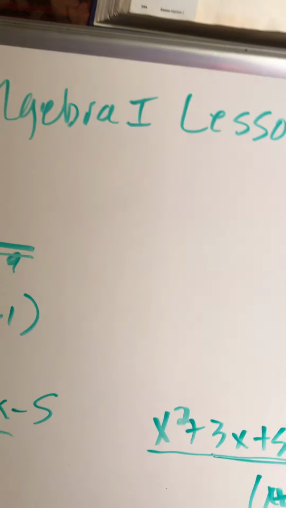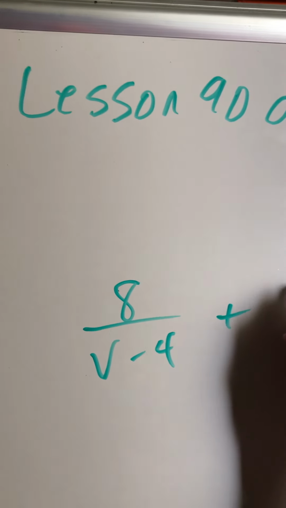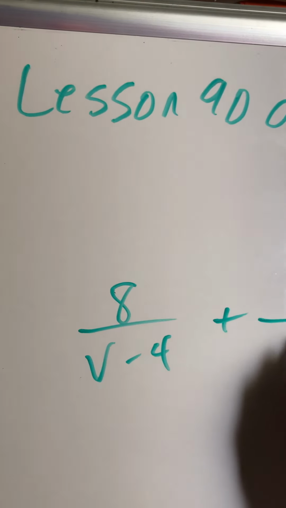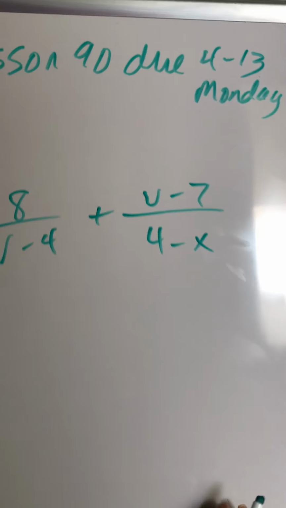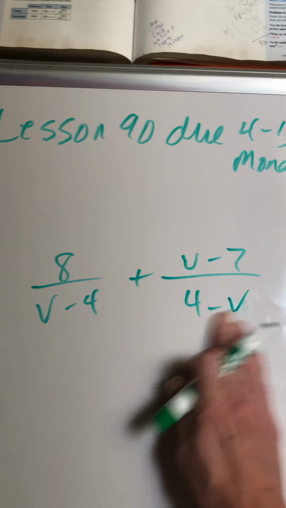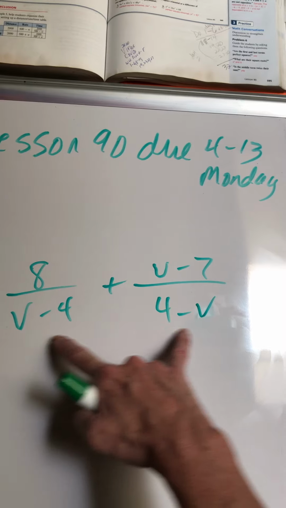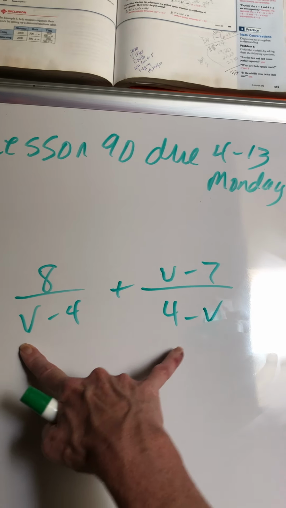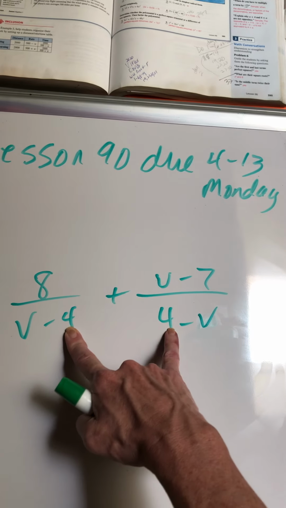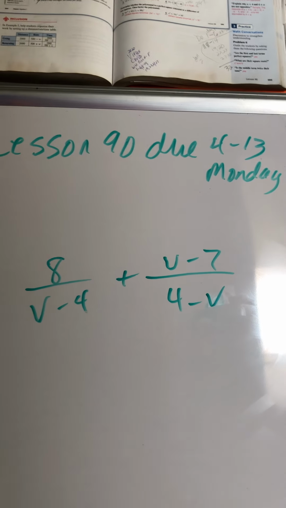Okay, so then there's one more type I want to show you. 8 over v minus 4 plus v minus 7 over 4 minus v. So, not x, v. So these denominators look almost alike, but the signs are off. Like here v is positive, here v is negative. Here 4 is negative, here 4 is positive. So they're off by signs.